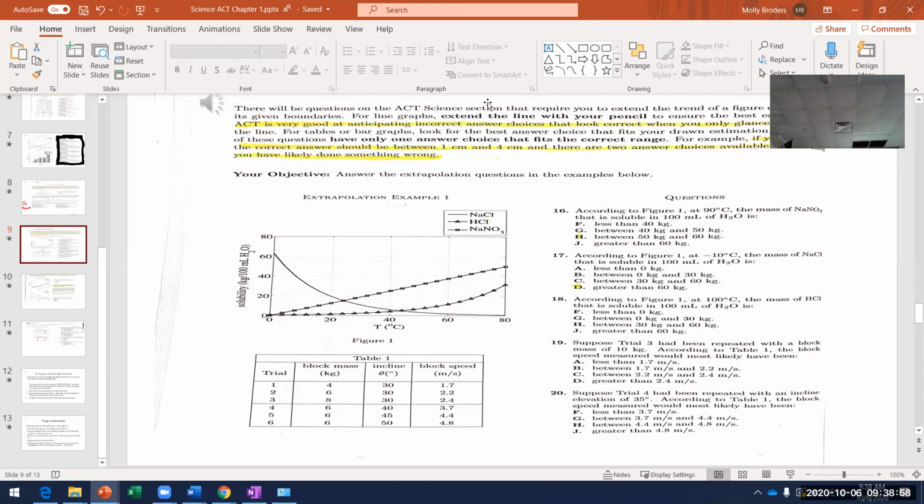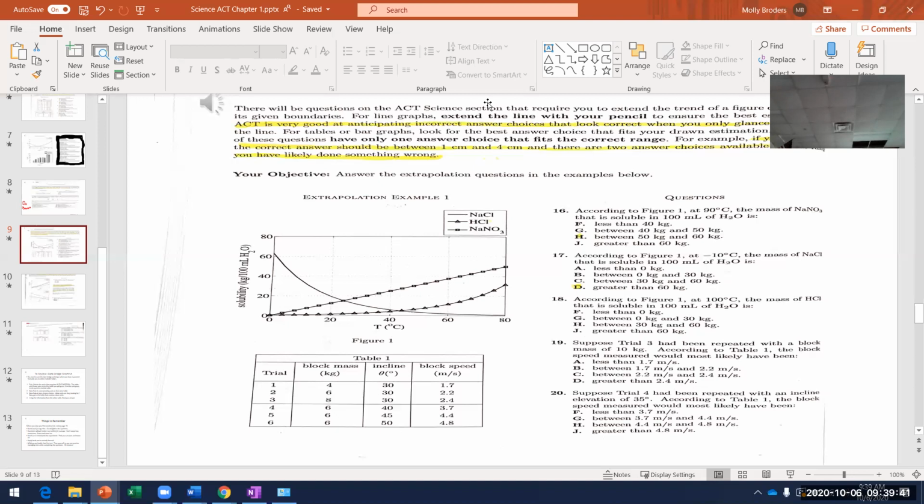All right, so now let's look at 18. According to figure 1, at 100, so now we've got to extend out even past where we did 90. At 100 degrees Celsius, the mass of HCl that is soluble in 100 milliliters of H2O. All right, so HCl is the diamond, and it's going up. So what answer choice did you get, Jack? I had H. H is correct. Did everybody else get H if you extrapolate there?